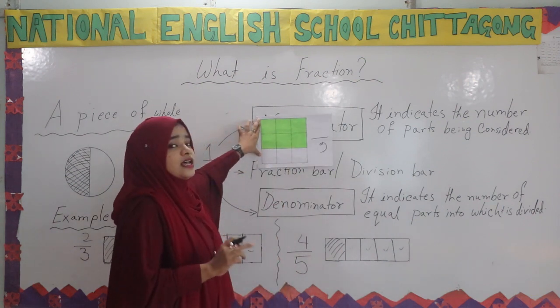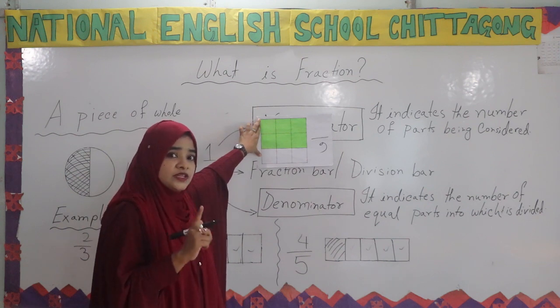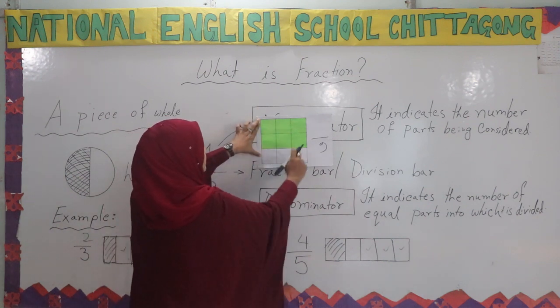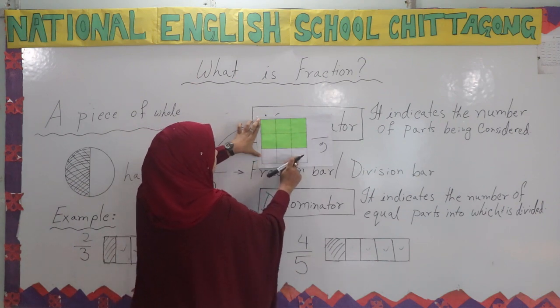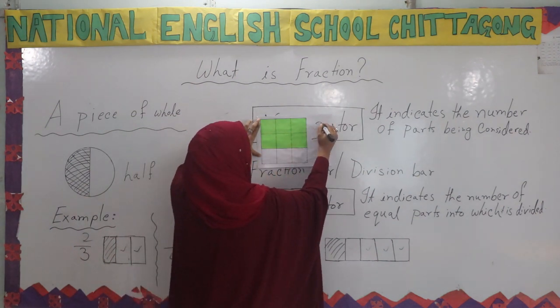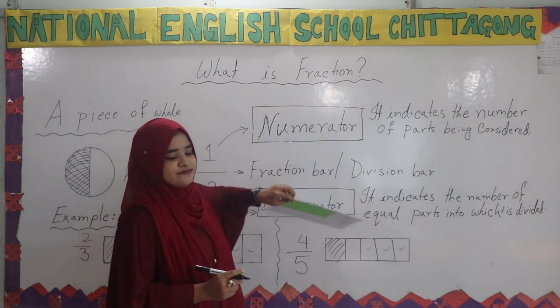My question is, how many parts are not colored? How many parts are not colored in this square? Now, you have to count this: 1, 2, 3. So, 3 parts are not colored. The answer will be 3 by 9.